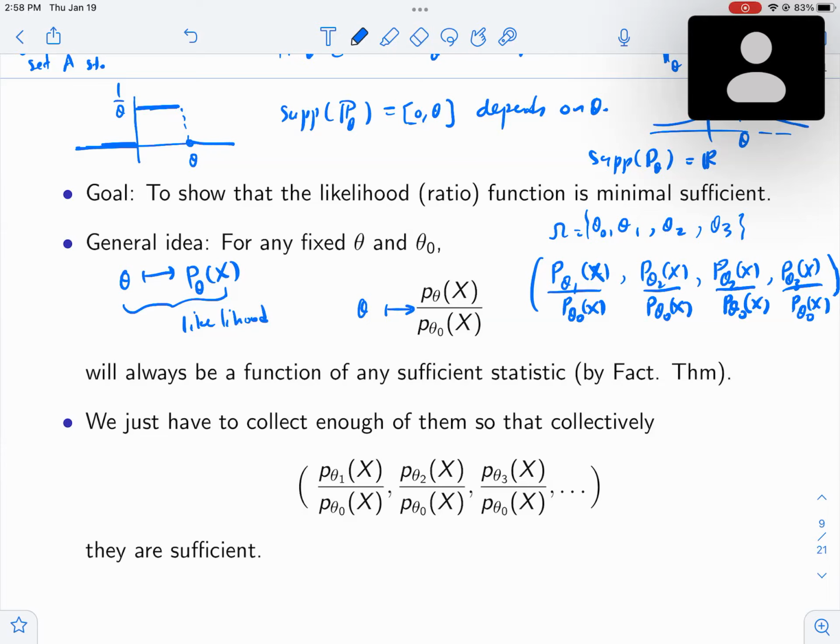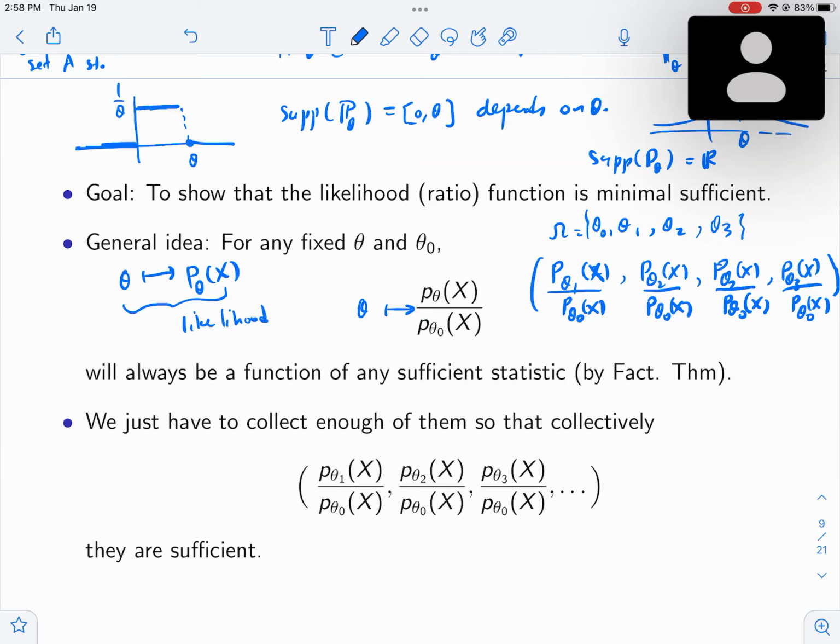If you write down the factorization theorem for a general sufficient statistic, you see that this is a function of that sufficient statistic. This is also going to be the same, and so on. However many of these you like to concatenate, they're all going to be functions of a generic sufficient statistic that you want. But I just have to concatenate enough so that this becomes sufficient. That would happen if I concatenate everything. So that's the difficult part, to show that this is sufficient.